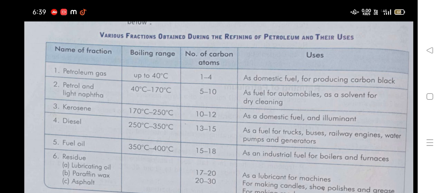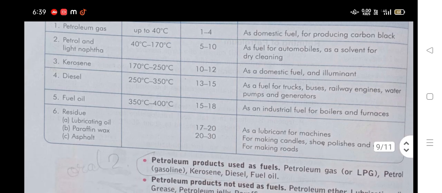Third, kerosene: boiling range 170 to 250 degrees Celsius, number of carbon atoms 10 to 12, used as a domestic fuel and illuminant. Fourth, diesel: boiling range 250 degrees Celsius to 350 degrees Celsius, number of carbon atoms 13 to 15, used as a fuel for trucks, buses, railway engines, water pumps and generators.